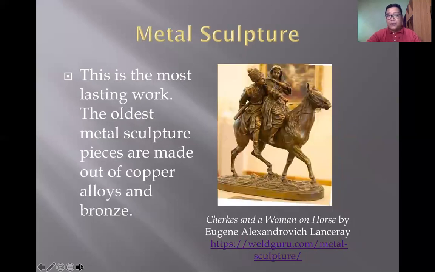The third type of sculpture is the metal sculpture. This is the most lasting work because it is made out of metal, which could definitely still remain of good quality despite the passing of time. The oldest metal sculpture pieces are made out of copper alloys and bronze. One good example for this is this sculpture by Eugene Alexandrovich Lanceray.